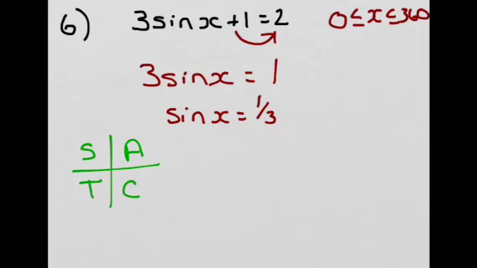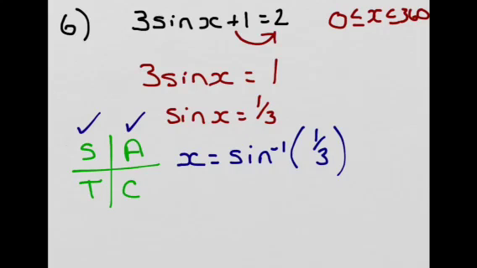Now because sine's positive, it'll appear in the first quadrant and the second quadrant, because those are the only two quadrants that sine's positive. And now we need to work out the angle. We do that by finding the inverse function of sine. So in your calculator it'll be x is equal to sine to the minus 1 of a third. I'll let you finish off the rest of that first part, and you do exactly the same for part B, except this time you're using the cosine function.